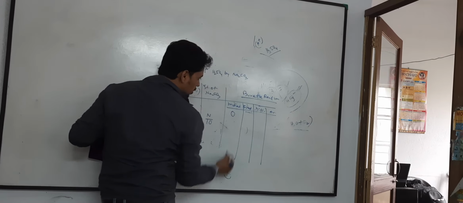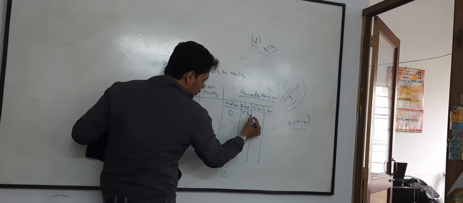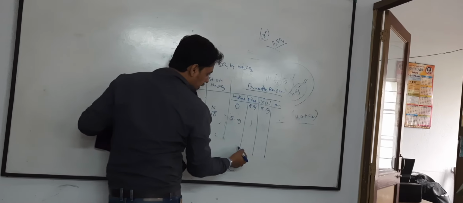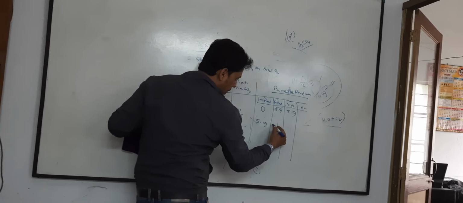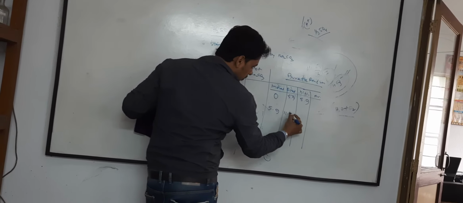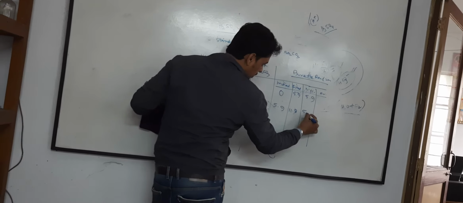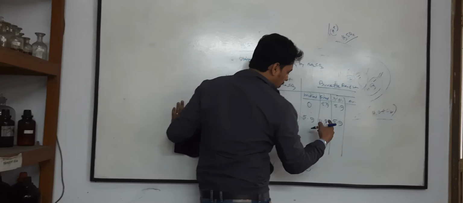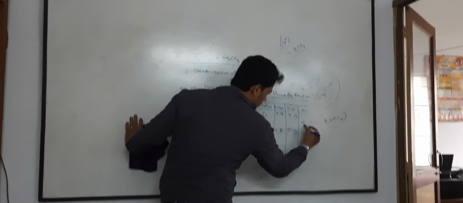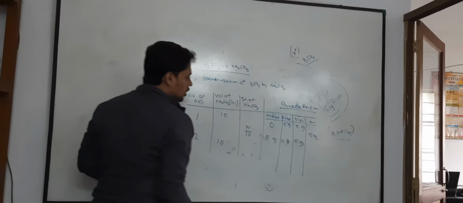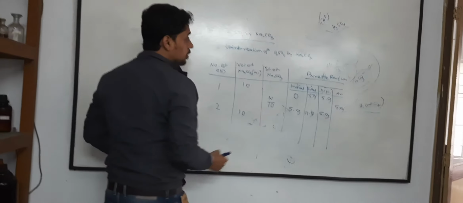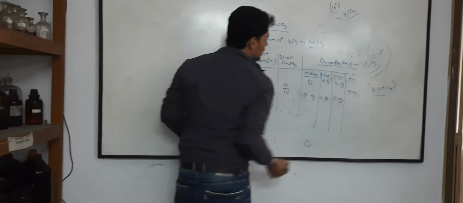I have started with 0. Final reading was 5.9, so difference is 5.9. From the second reading I have started from 5.9. My final reading is 11.8. It is also 5.9. Average also 5.9. So 5.9 ml H2SO4 is required to standardize sodium carbonate.